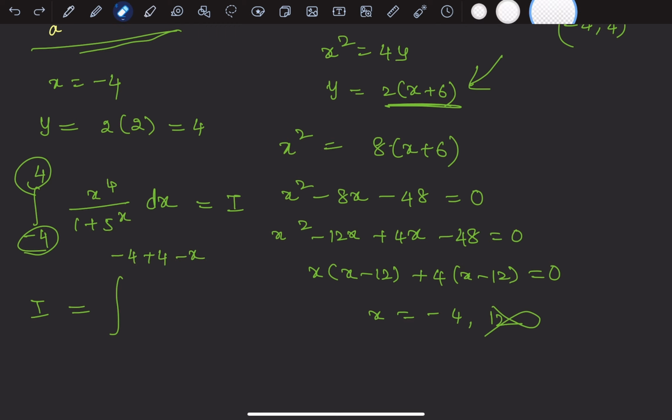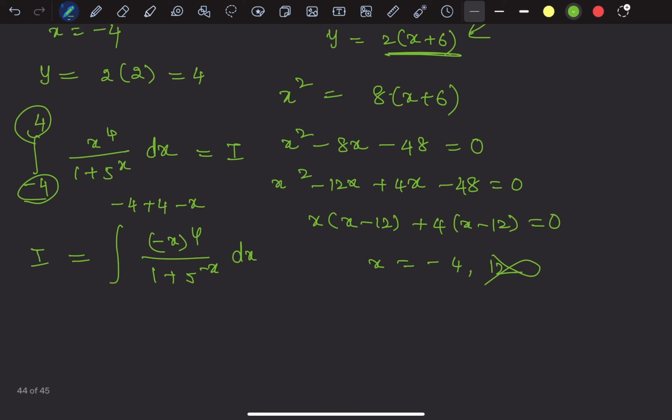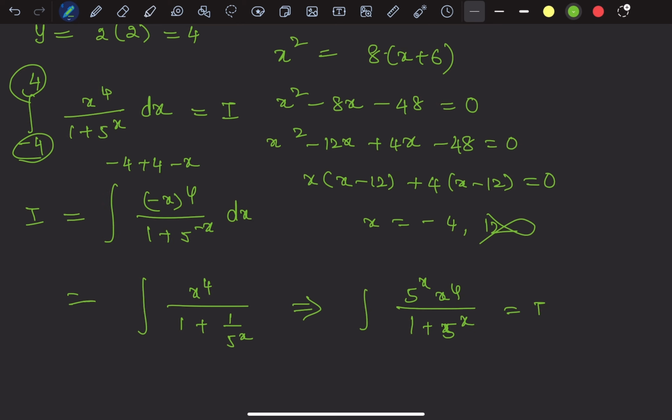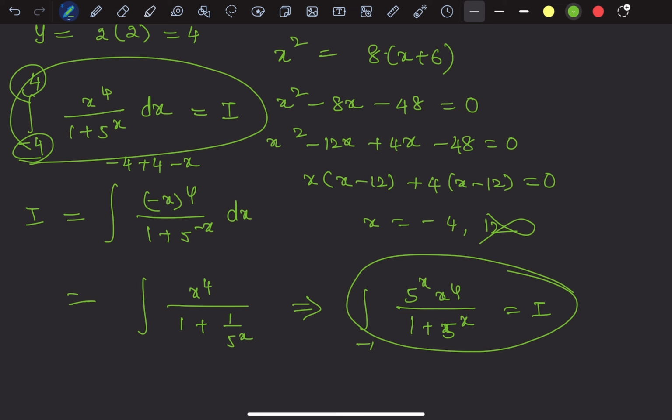Alright, so when you do that, you'll get minus x whole power 4 by 1 plus 5 power minus x dx. Minus x whole power 4 is simply x power 4. So this is x power 4 by 1 plus 1 by 5 power x. This is simply the integral of 5 power x times x power 4 by 1 plus 5 power x. So this is I, and this is also I. You have the limits here.